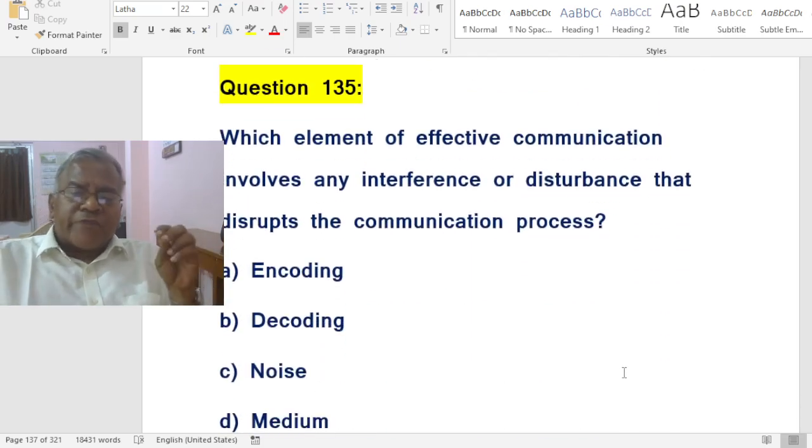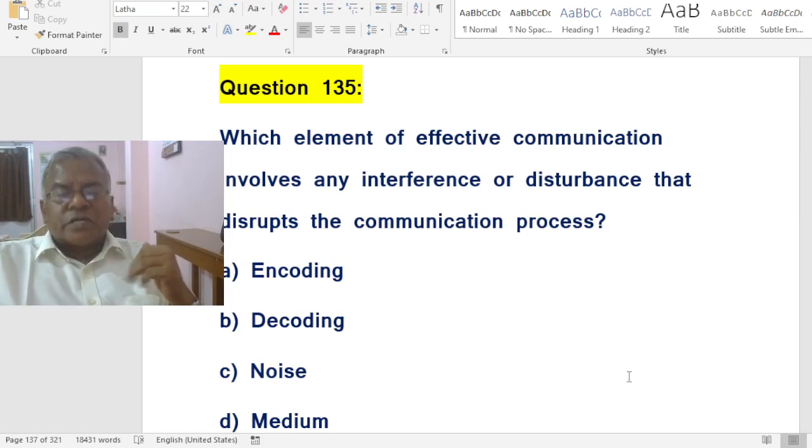Which element of effective communication involves any interference or disturbance that disrupts the communication process?